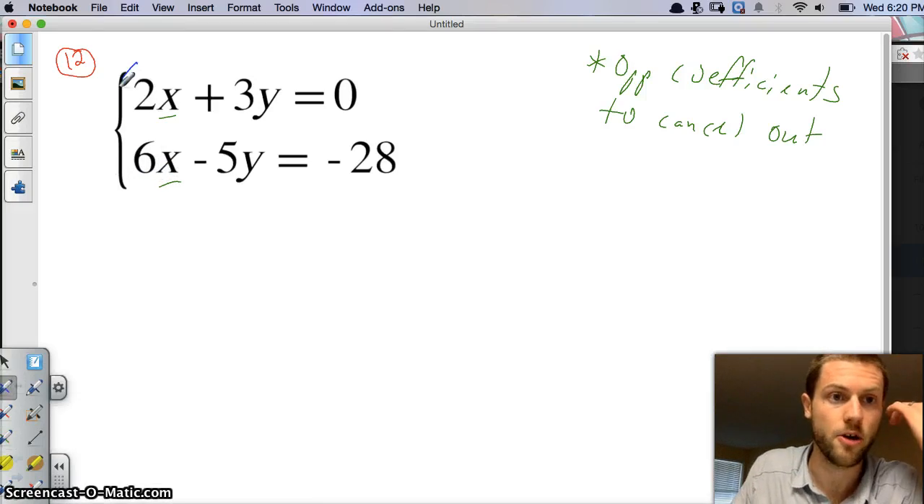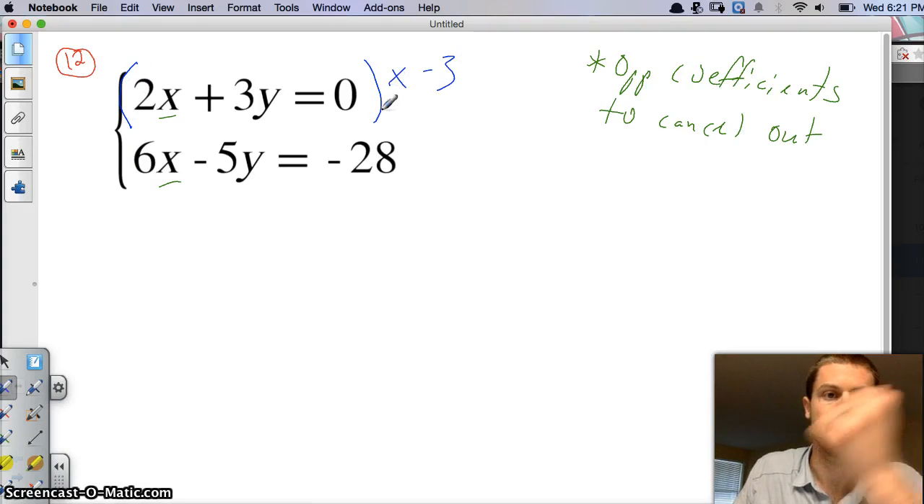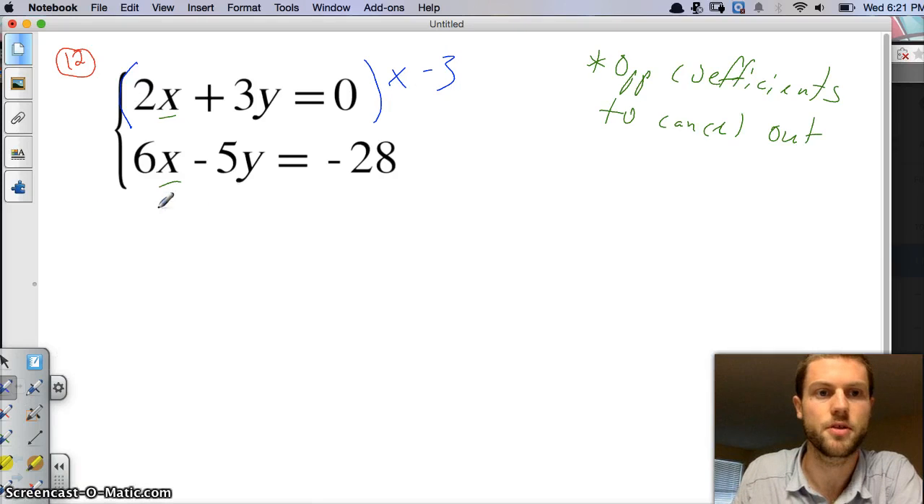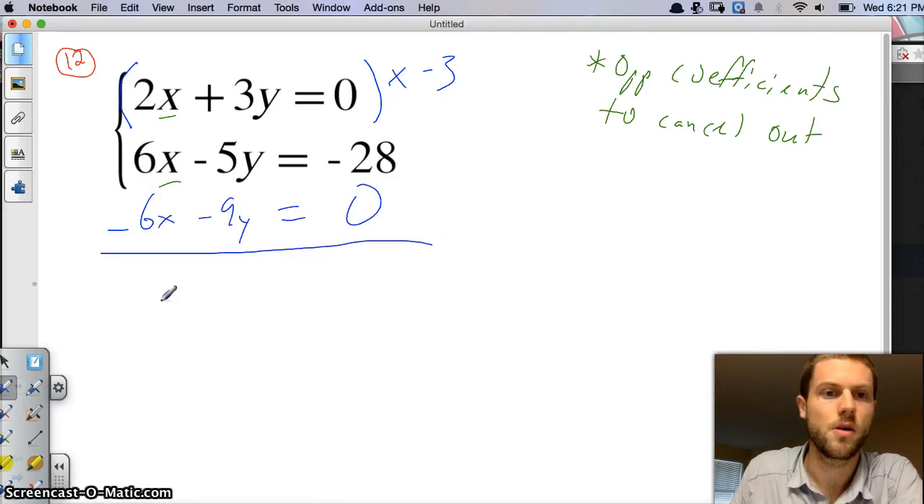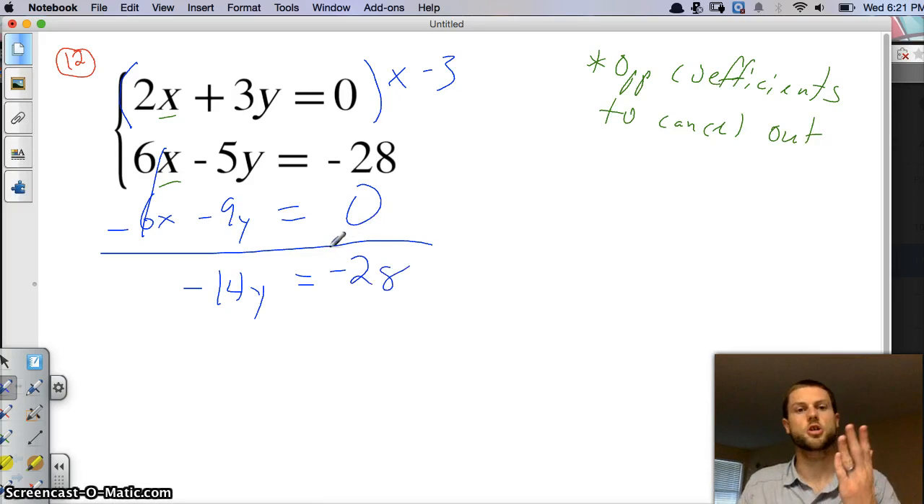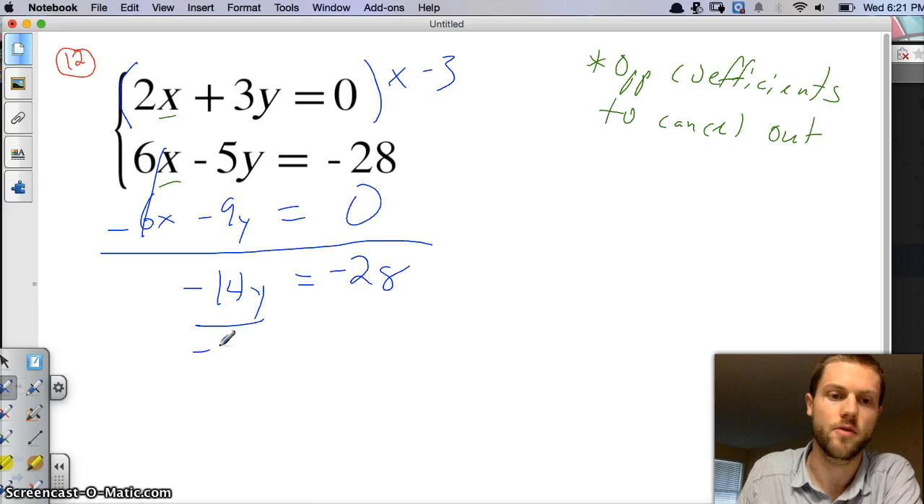So I'm going to take this entire top equation, and I'm going to multiply everything by negative 3. And what I'll do is I'll rewrite it underneath this second equation. So when I multiply the whole thing, every single term, I get negative 6x minus 9y equals 0. So let's see what happens here. This cancels and goes away. I get negative 14y equals negative 28. X's are gone. Chop them away. And I divide by negative 14. And I get y equals 2.